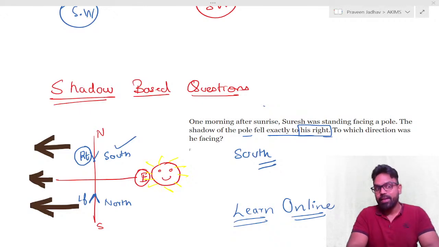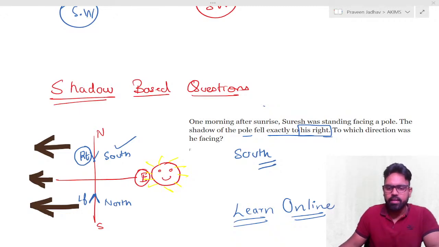Now, whatever we have learned in this slide here, shadow-based questions. We had learned that in the morning, the sun will be in the east. No matter what, the sun will be in the east. And if the sun is in the east, the shadow will always be in the west. Now, if the shadow is in the west, the person who is facing south will have a shadow onto his right, and the person who is facing north will have a shadow onto his left.